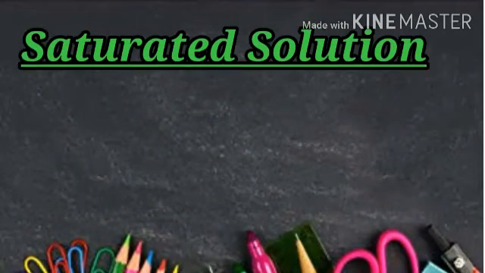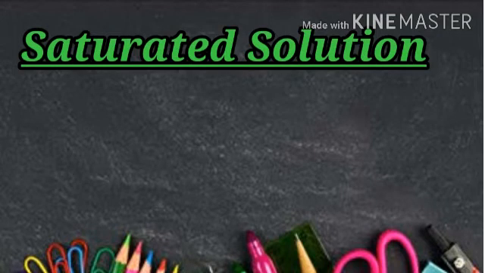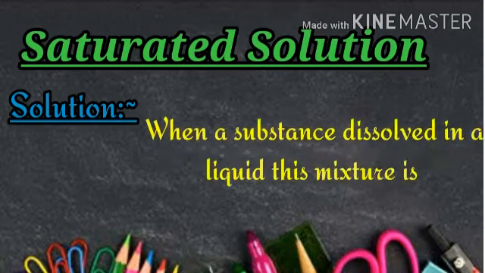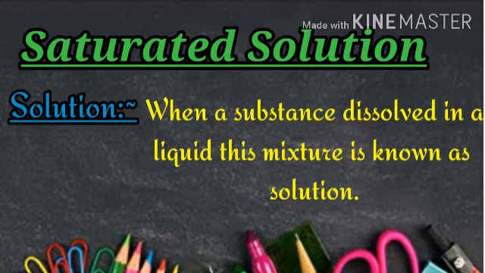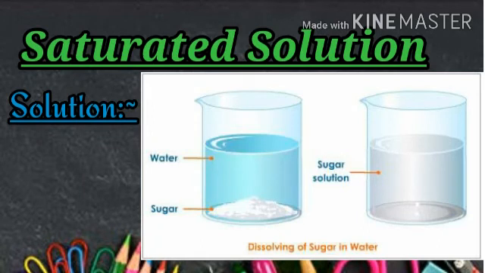Before ending this chapter, let's talk about one more important concept, that is saturated solution. Before we talk about saturated solution, let's talk about solution. What do you mean by solution? When we dissolve any substance in a liquid, the mixture that we get is known as solution. For example, when we dissolve sugar in water, we call it sugar solution, and when we dissolve salt in water, we call it salt solution.